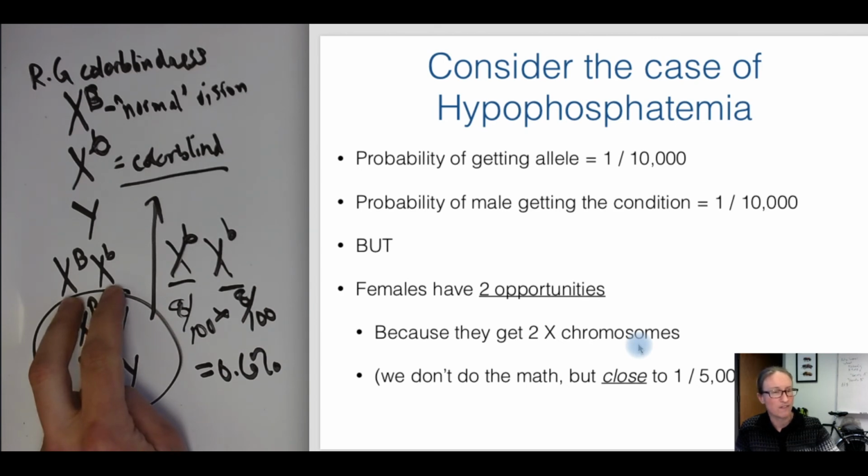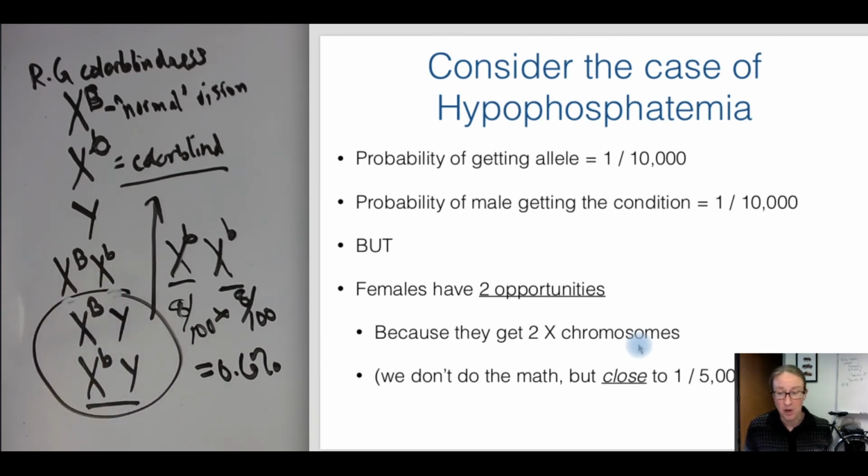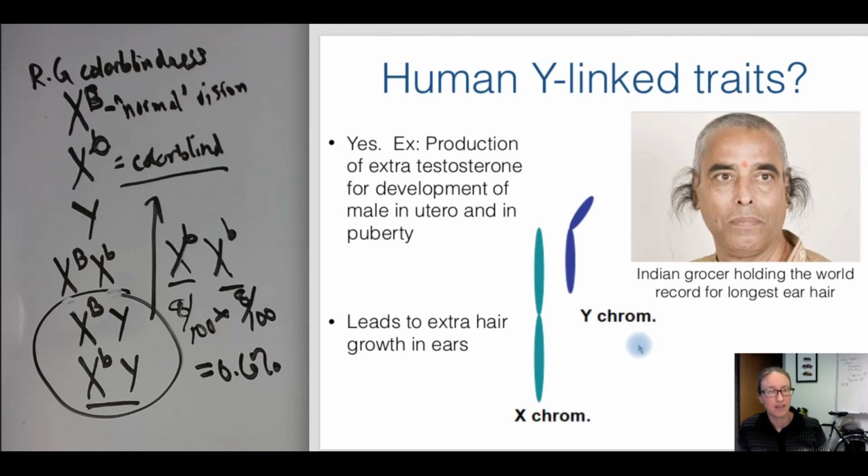And we're not going to do the full math for this, but overall what that means is their probability of getting hypophosphatemia is closer to 1 in 5,000. So, roughly double the probability for a male.